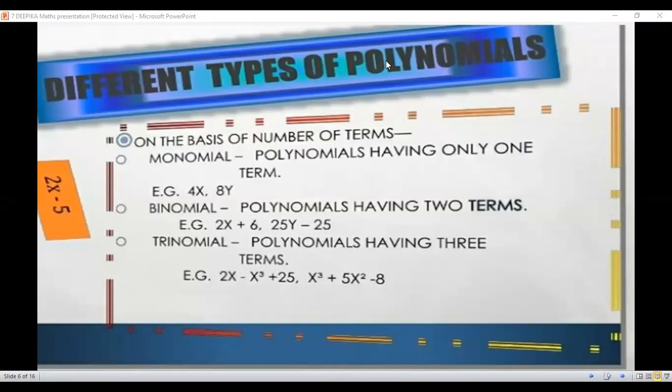On the basis of degree of the variables, they were divided into four types: constant, linear, quadratic, and cubic. The next slide.